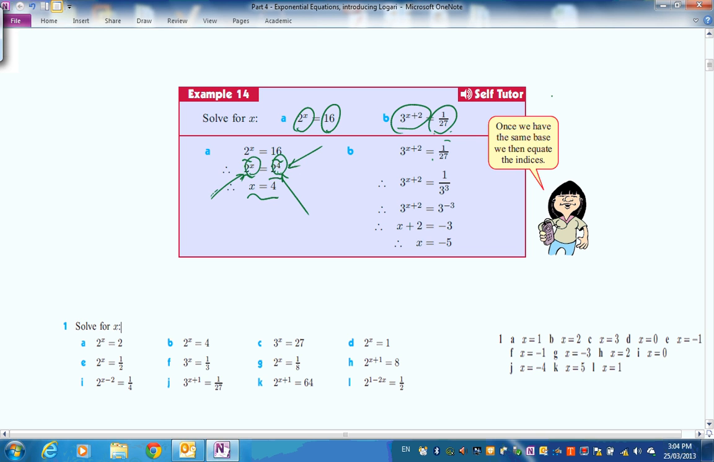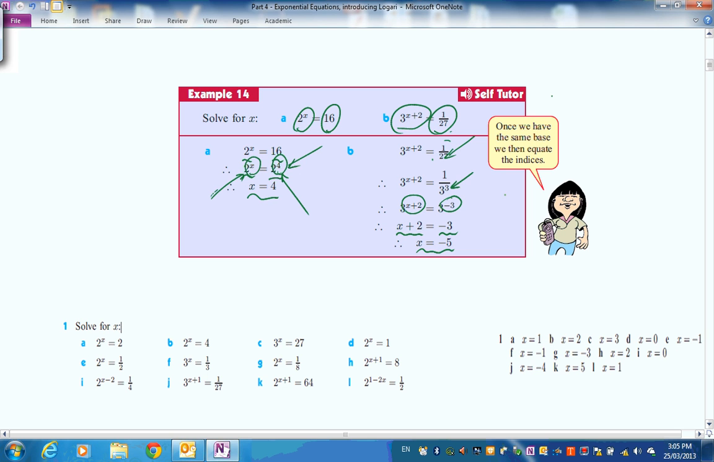What about something harder over here? 3 to the x plus 2 is 1 on 27. Can you write 27 as a power of 3, because the other side's written as a power of 3? Oh yeah, 27 is 3 cubed. So 1 on 3 cubed is 3 to the negative 3, and so x plus 2 must equal negative 3. The two sides are equal, the bases are the same, therefore you can equate the powers. And subtracting 2 from both sides, x is negative 5.